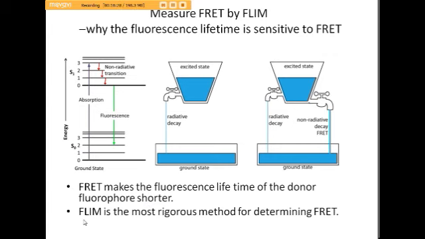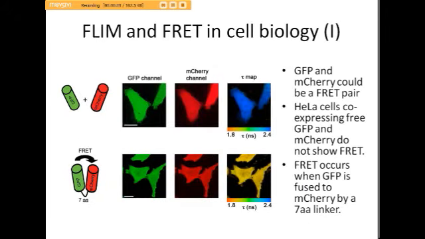FLIM actually is the most rigorous method for determining FRET. Generally we use FLIM to quantitatively measure the strength of FRET to determine whether there is a protein-protein interaction in cell biology. So in summary, during FRET, the donor fluorescence lifetime reduces. FLIM and FRET have very wide application in cell biology.